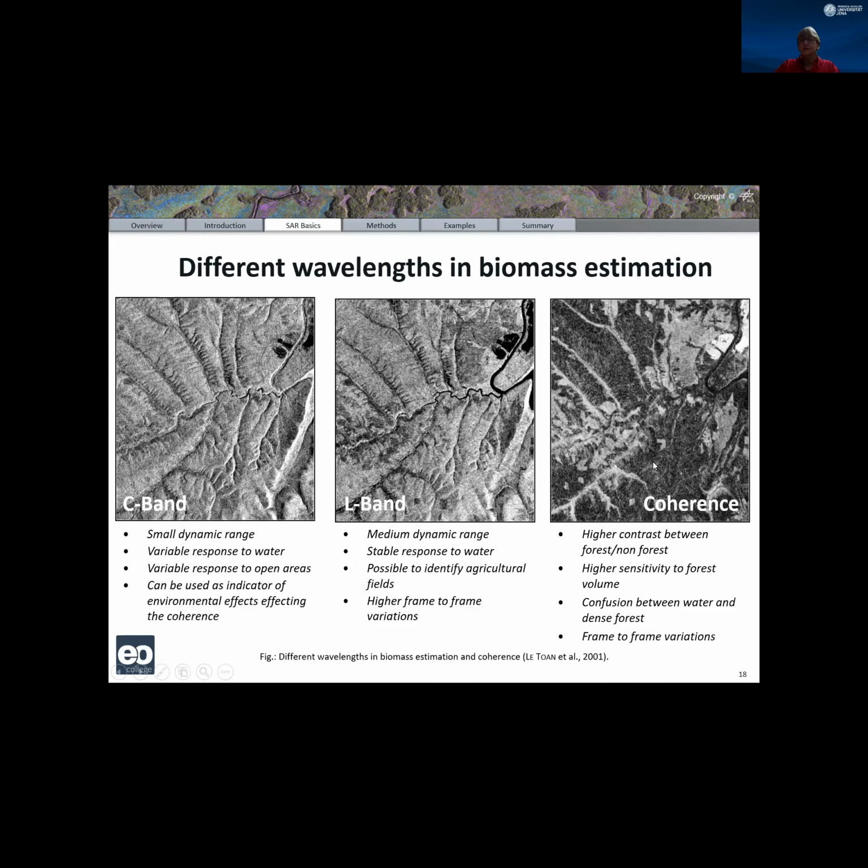Okay, so what is this coherence now? It's so surprising. This coherence comes from an interferometric process using, and this is now the big surprise, two C-band images. And so the coherence contains information that is not visible in the backscatter.